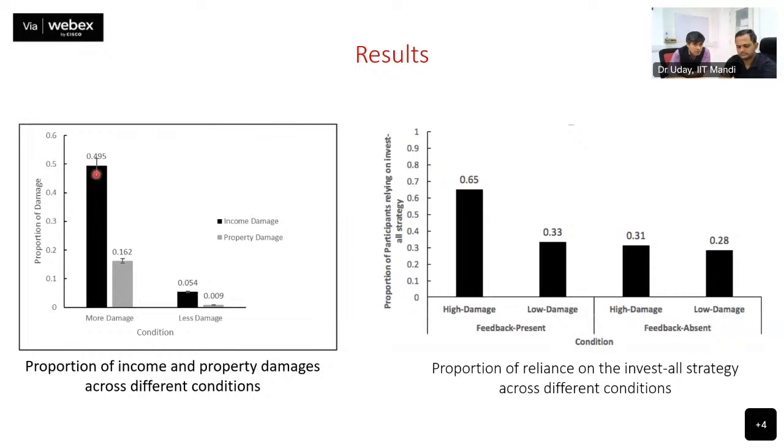One other interesting thing is we've looked at, if you simulate the more damage condition, what is the proportion of damages which are possible? So you can actually see the more damaging condition was more damaging compared to the less damaging. This is just simulation, running Monte Carlo simulations, checking out what these numbers would be.